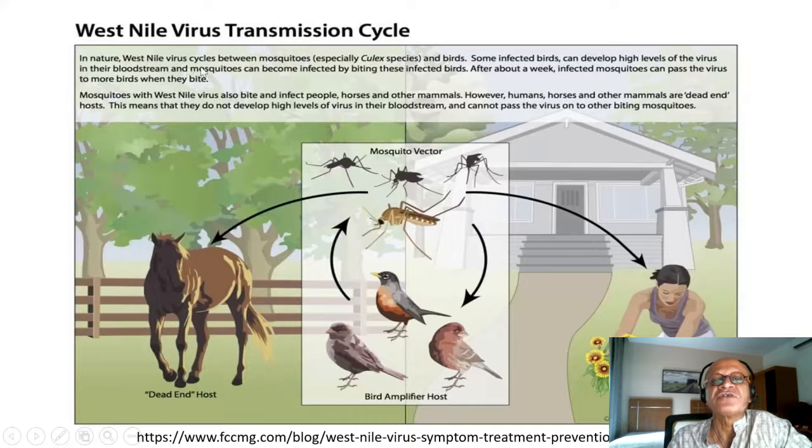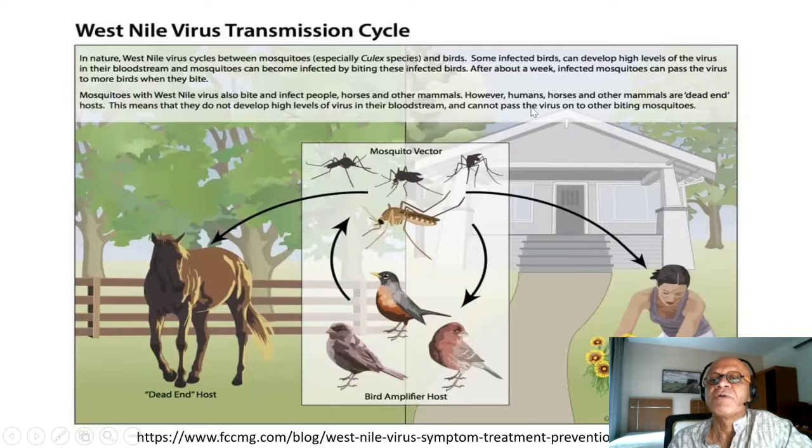In nature, West Nile virus cycles between mosquitoes, especially Culex species, and birds. Some infected birds can develop high levels of the virus in their bloodstream, and mosquitoes can become infected by biting these infected birds. So birds carried it quite far. After about a week, infected mosquitoes can pass the virus to more birds when they bite. Mosquitoes with the West Nile virus also bite and infect people, horses, and other mammals. So they are called dead-end hosts or accidental hosts.